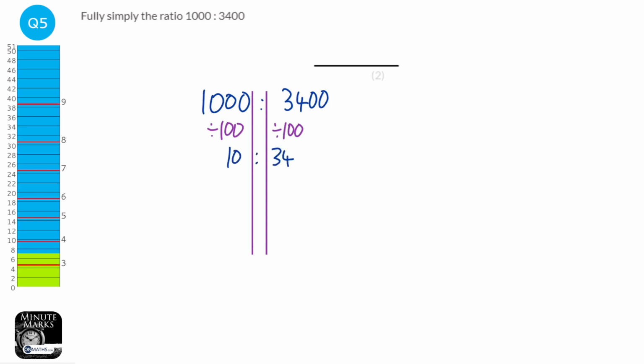Now, these are both even numbers, so a nice easy next one to do is dividing by 2. And we get, was it 17? And 5 and 17, well, they're both prime numbers, and so there's nothing we can cancel them by, so it's going to be our answer, 5 to 17.